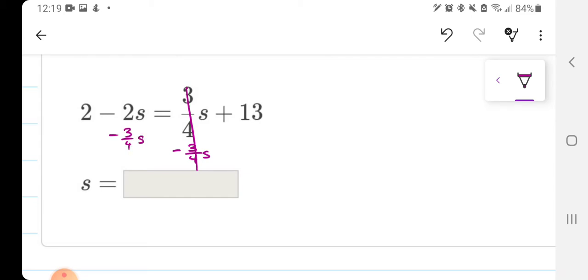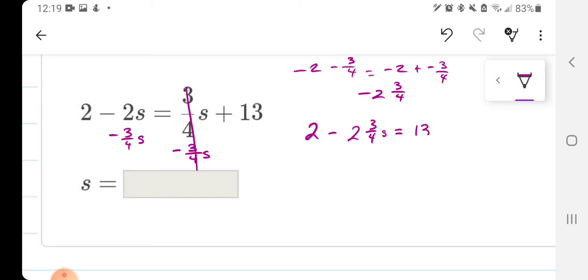Subtract 3/4 s. And so if you were to take negative 2s and subtract 3/4 from it, you would think of that as negative 2 plus a negative 3/4. So that's really just going to be negative 2 and 3/4, right? And so we're just going to go ahead and write that like that. So now you're going to have 2 minus 2 and 3/4 s equals a positive 13. Okay? And then the rest is the basic stuff.